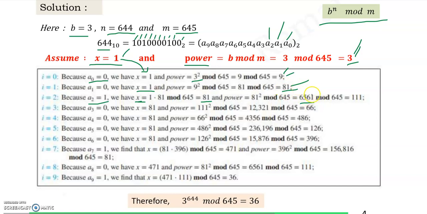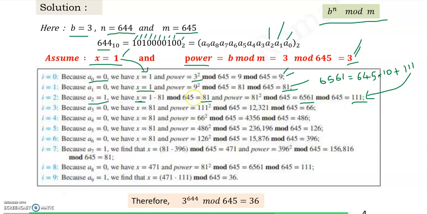But here this is a big one, so what you have to do, you write 6561 is equal to 645 multiply some value plus some remainder. See here, 6561 modulo 645 I have to calculate, that is 6561 can be written as 645 multiply 10 plus 111. Now the remainder is your answer. This is the way to calculate 6561 modulo 645.